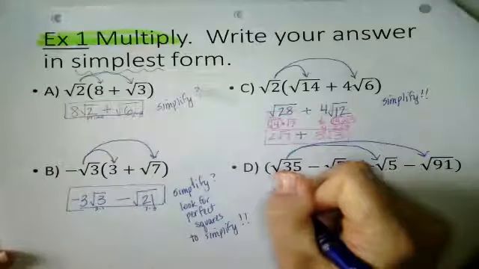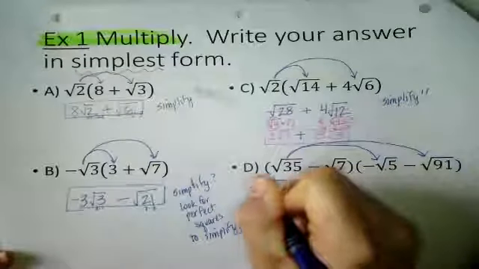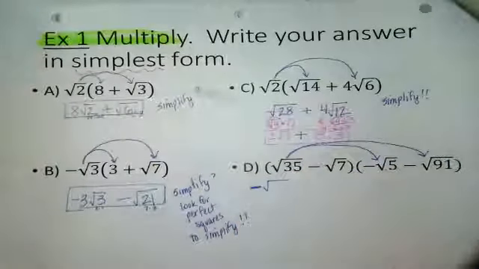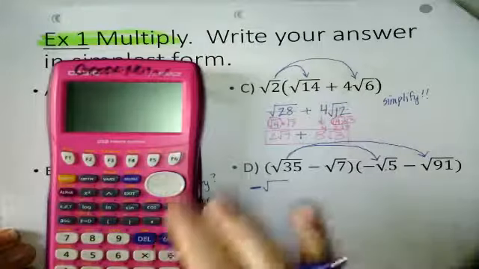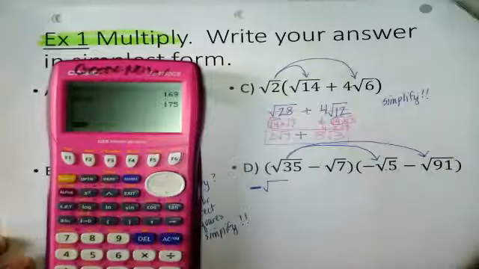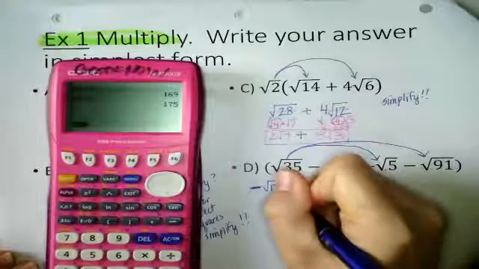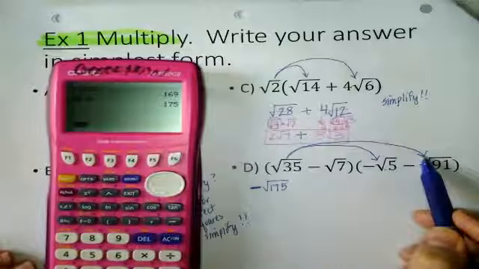All right, well, that's going to be radical. It's got a negative in front, so negative radical. I don't know what 35 times 5 is. Oh, I think I do. Wait, is it 105? Let me see. 35 times 5. 100. Wow, I was off. 175. Okay.